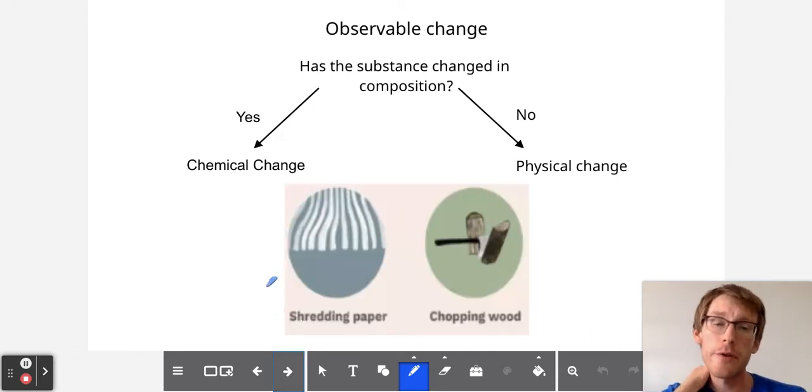So, for example, if you shred some paper or chop some wood, the paper's still the paper, the wood's still the wood. They haven't changed in composition, they just changed in shape, size, and so on. These are examples of physical change.